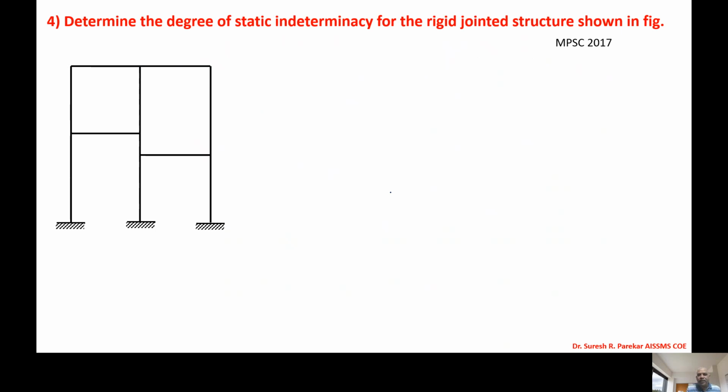Then we will go to the next problem. This was from MPSC. Now I will go fast. So we have M equal to 1, 2, 3, 4, 5, 6, 7, 8, 9, 10, 11. So we have M equal to 11. J we have 1, 2, 3, 4, 5, 6, 7, 8, 9, 10. So we have total J equal to 10, and R we have 3 at each, so 9.